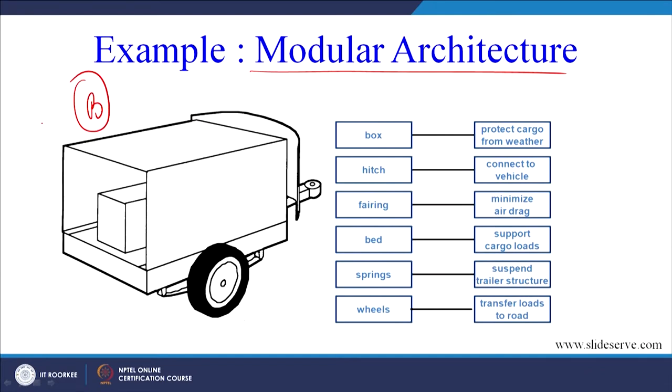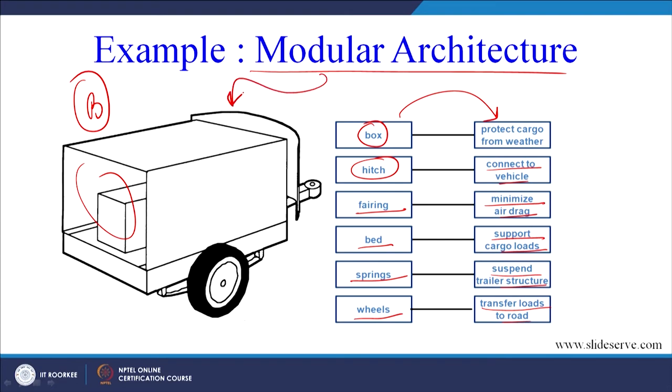So we can see here there is a box. What is its function? The function is to protect cargo from the weather. This is the box inside which will protect the material that we are transporting from the weather. The hitch connects to the vehicle. The fairing minimizes the air drag. The bed supports the cargo loads. Springs suspend the trailer structure. Wheels transfer loads to the road. So here also this is an example of the modular architecture.